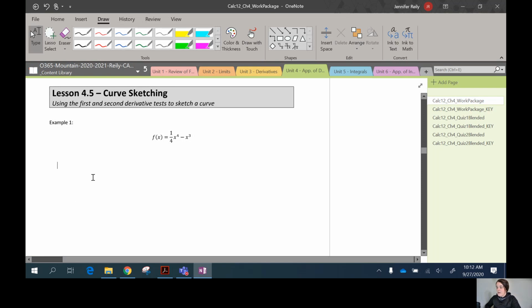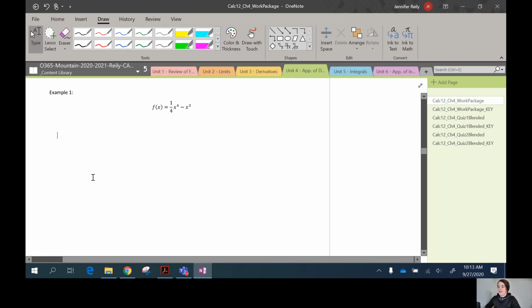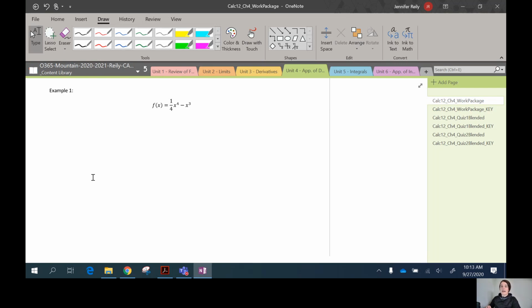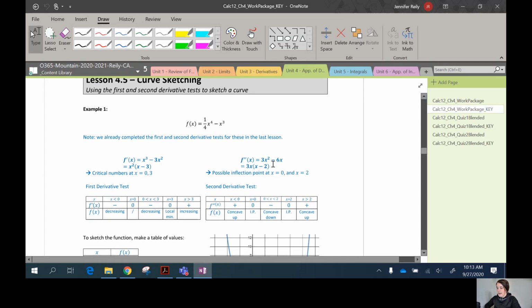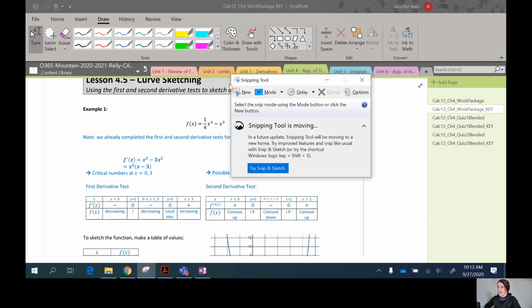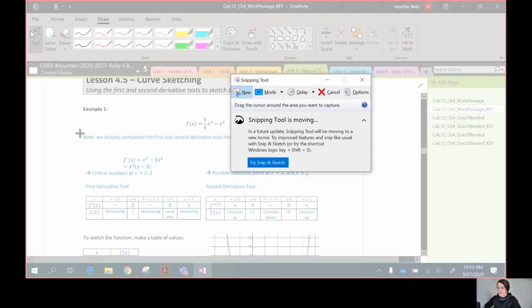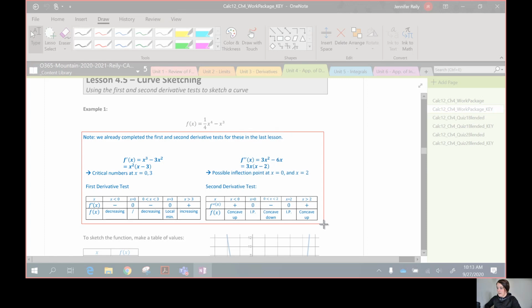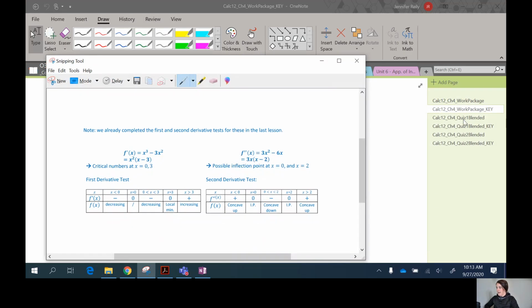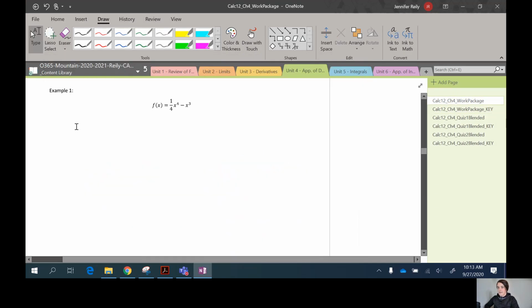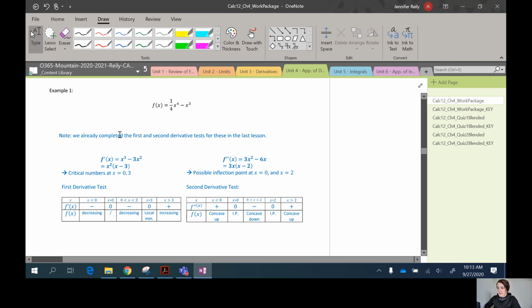So let's look at this first example. This was the same polynomial we saw last time, 1/4 x^4 - x^3, and we did the first derivative test and the second derivative test already. So I'm just going to pull those. Again, if you need to see how to do those, just go back to the last video. I wrote them nicely side by side so we can have them here.